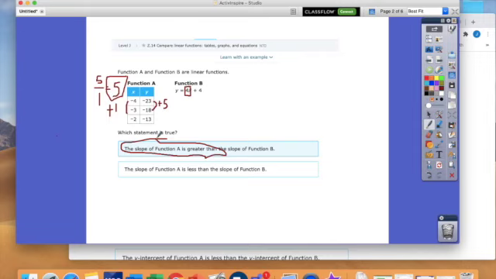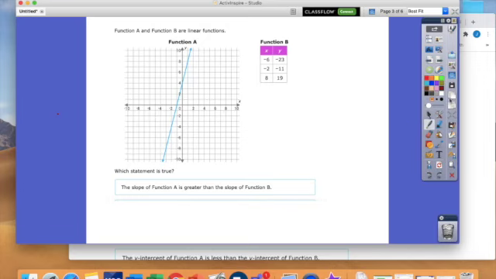Okay, hopefully that wasn't too bad. Hopefully that makes a lot of sense. Let's look at the next one. Okay, now this time I have a graph.